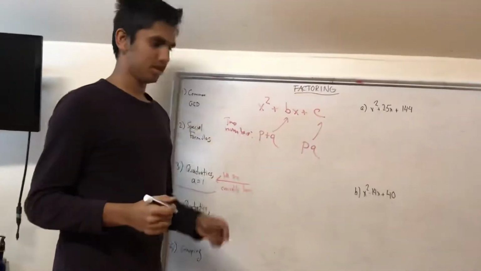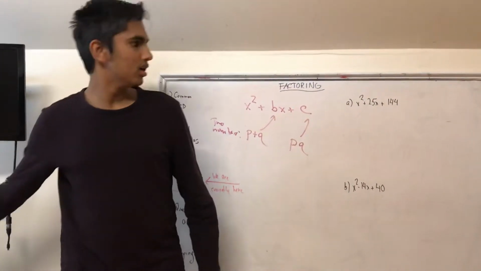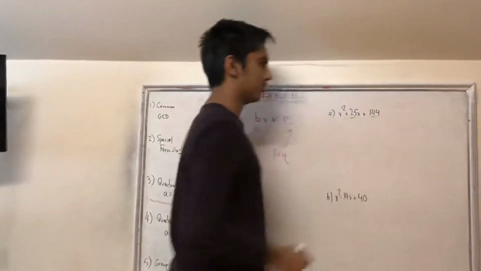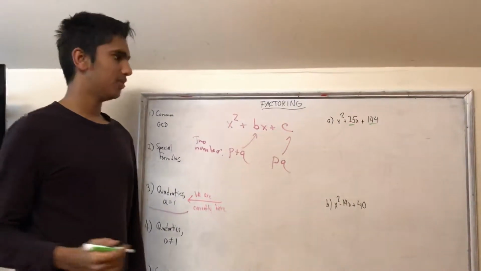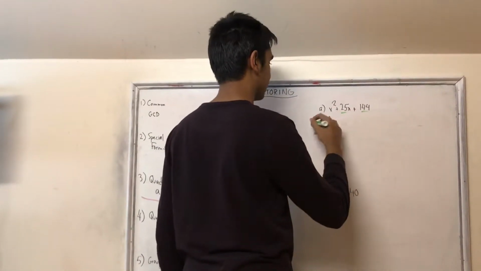So let's look at the first example. We have x squared plus 25x plus 144. So we want to find two numbers that add up to 25 and multiply to 144. Well, let's see if we can make a table. So let's focus on the last part: two numbers that multiply to 144.